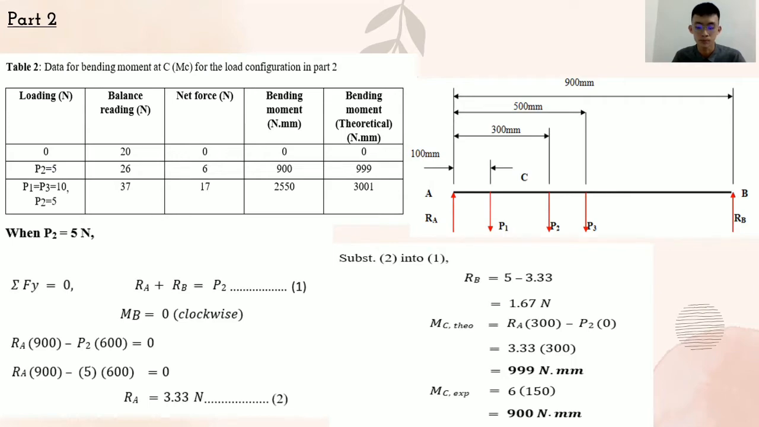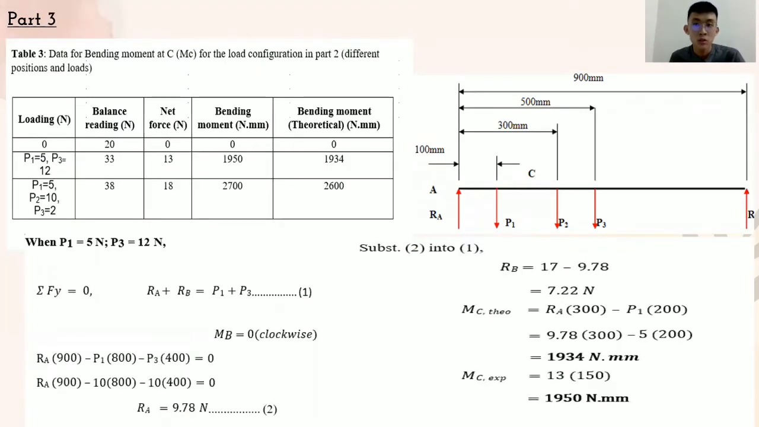For part 3, from the free body diagram, when P1 is equal to 5 Newton and P3 is equal to 12 Newton, the Y component and the moment at B are equal to 0, which is in equilibrium. For the Y component, the equation will be RA plus RB equal to P1 plus P3 for equation 1. For equation 2 for bending moment, we will get RA is equal to 9.78 Newton. After this, we substitute equation 2 into equation 1, then we will get RB is 7.22 Newton.